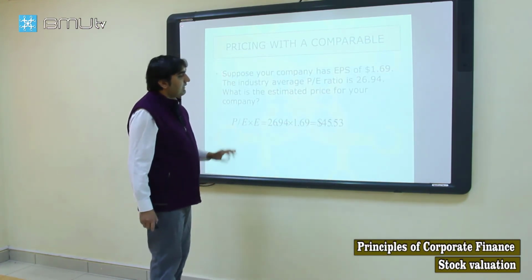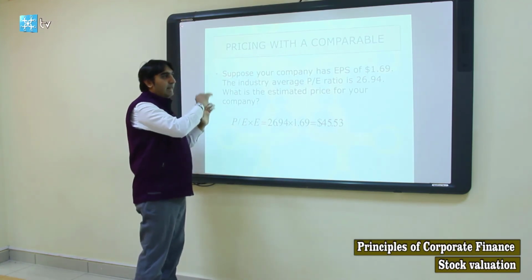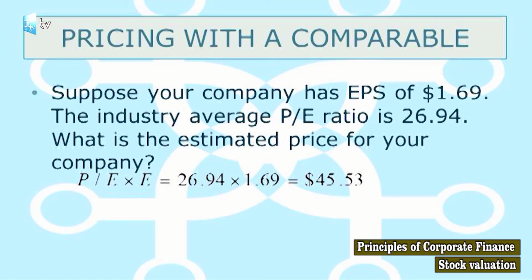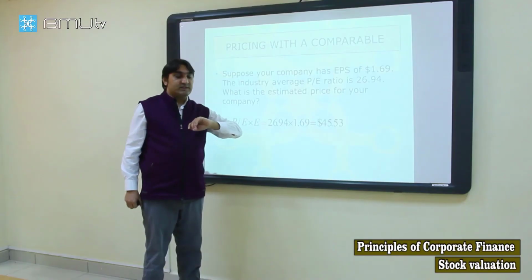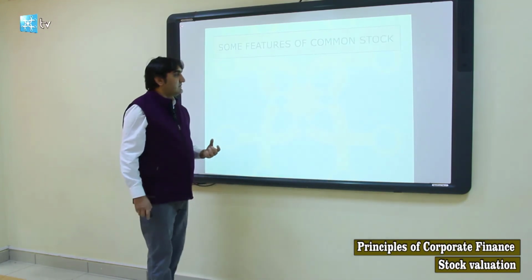$45.53. So we say that under these circumstances, if the industry keeps its PE ratio at this number and the EPS of this number, our stock price is $45.53. So investors will pay this amount for the company's stock.